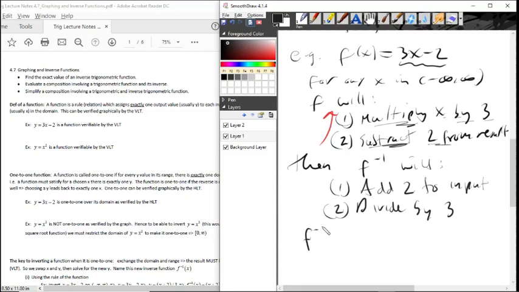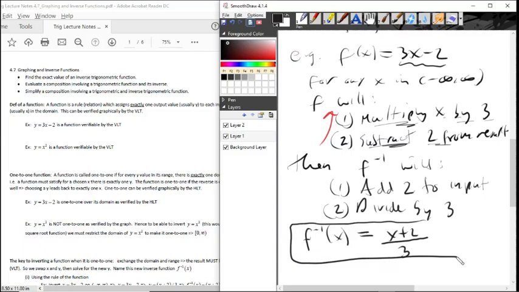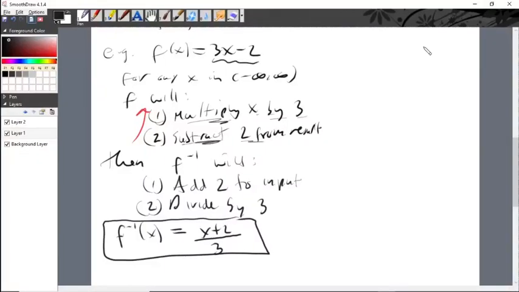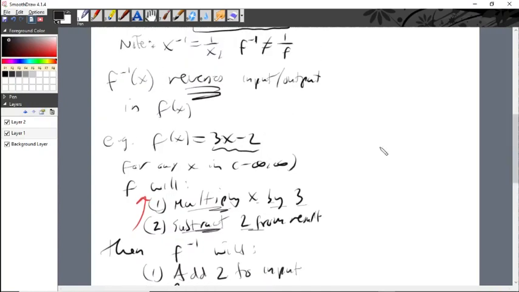Symbolically, therefore, we could write f inverse of x as the function that first adds 2 to x, so that would be x plus 2, and then divides the result by 3. So this, x plus 2 over 3. That would be the inverse defined. Now, what is it that we're doing here? Why did we do that? We want to be able to solve this function for any value of the input.